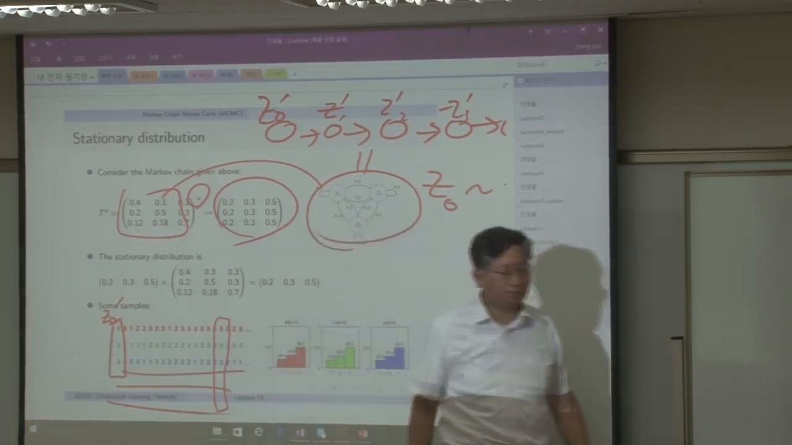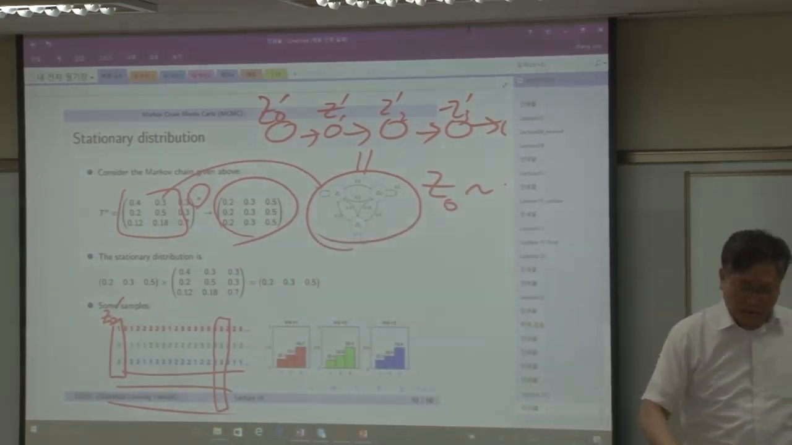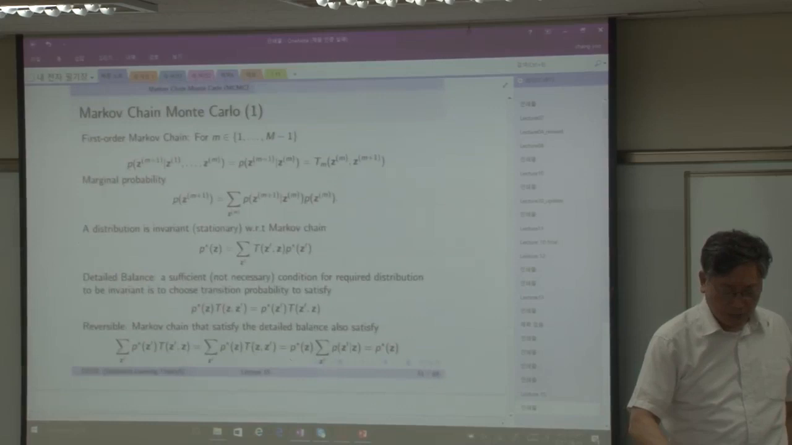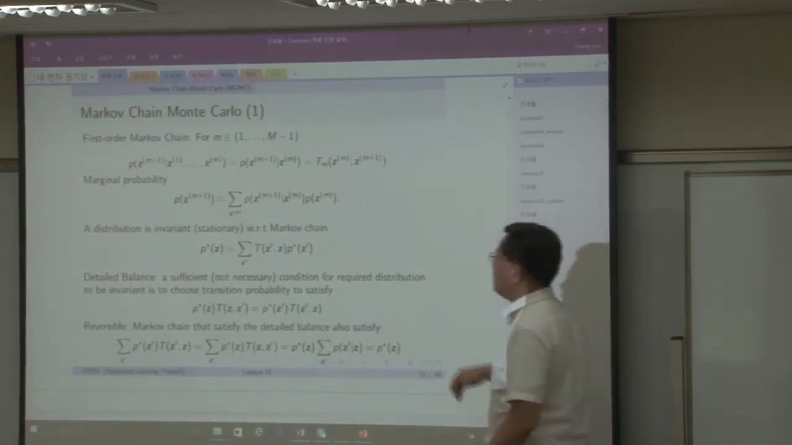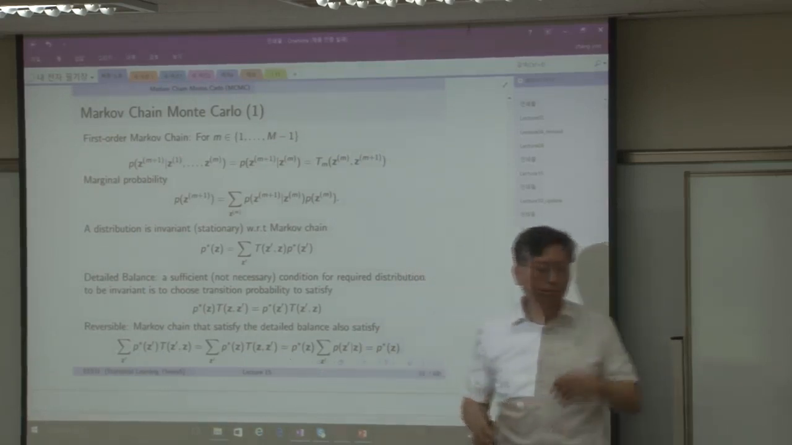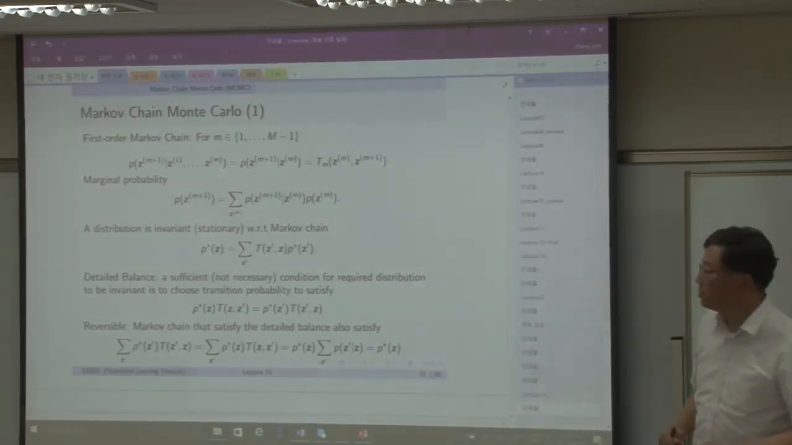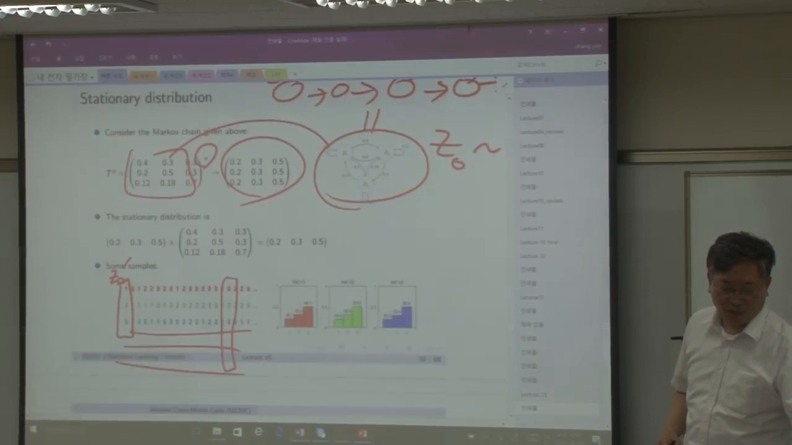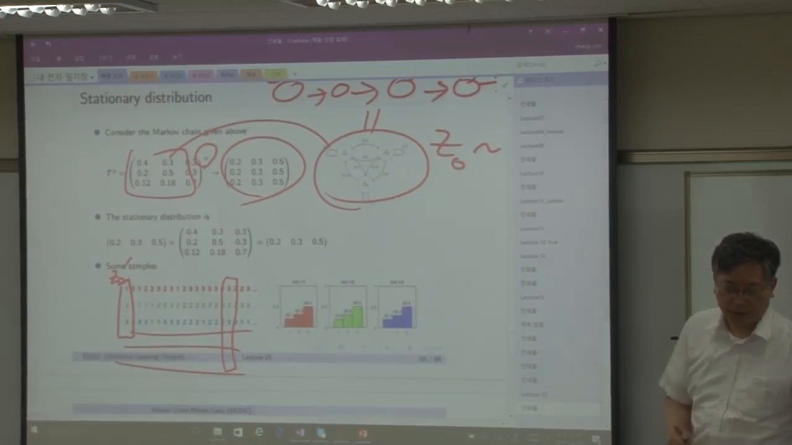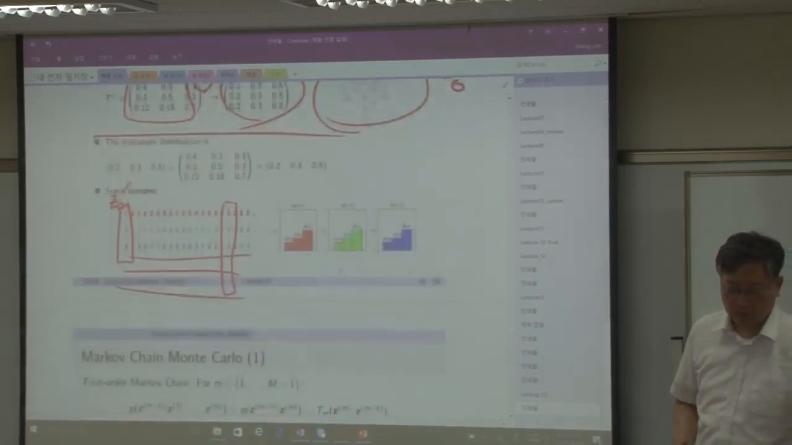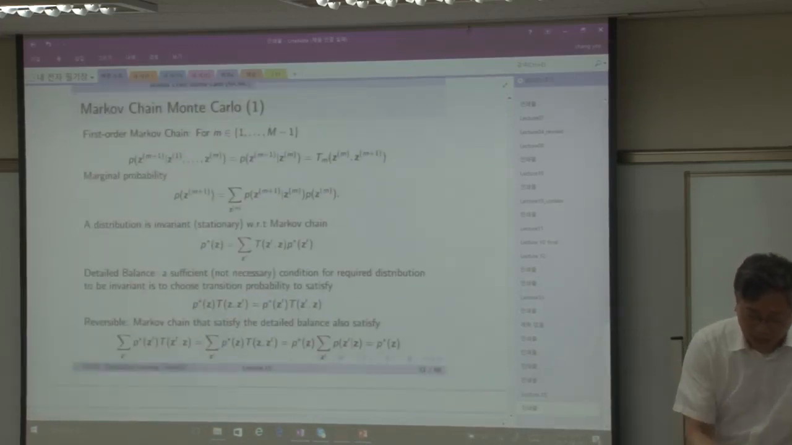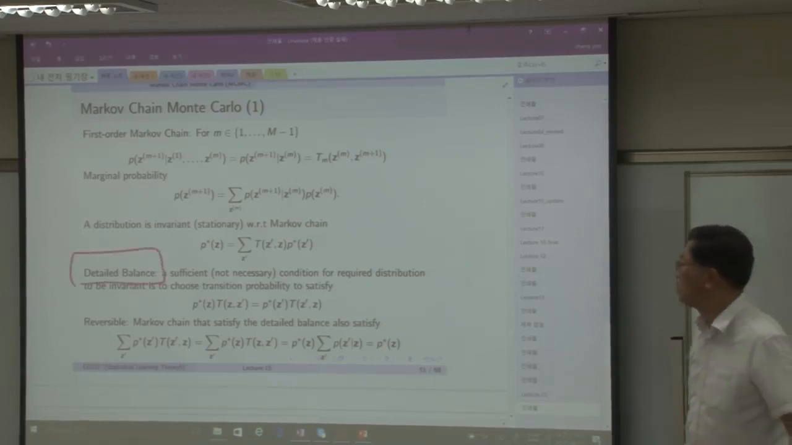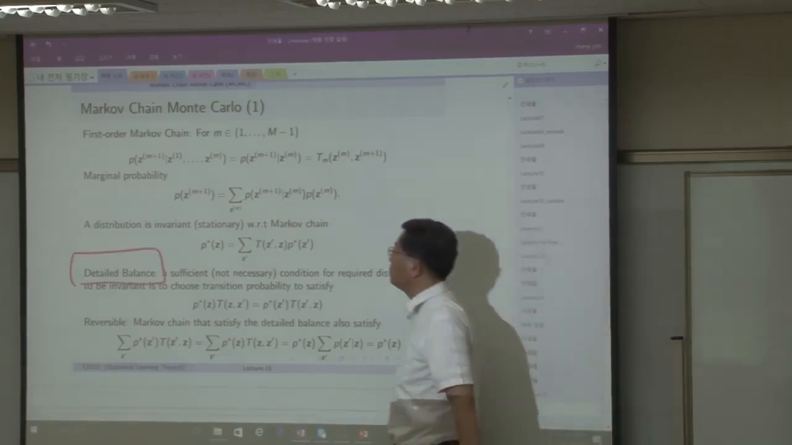Everyone got that idea? Last time I wanted to do it, but I didn't. Let me just tell you one quick thing. In order for this to happen, this type of thing must satisfy a condition called the detailed balance equation. Let me just explain what this is.